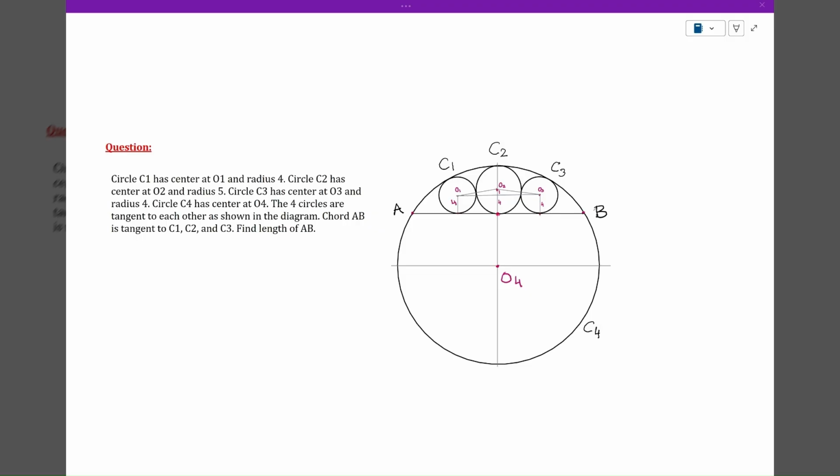Circle C4 has center at O4. The four circles are tangent to each other as shown in the diagram. Chord AB is tangent to C1, C2 and C3. Find the length of AB.